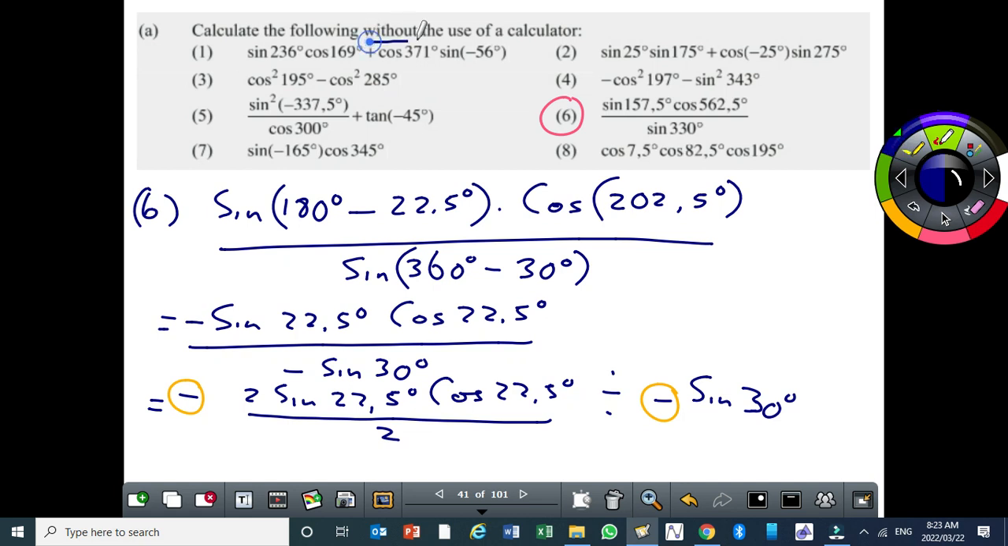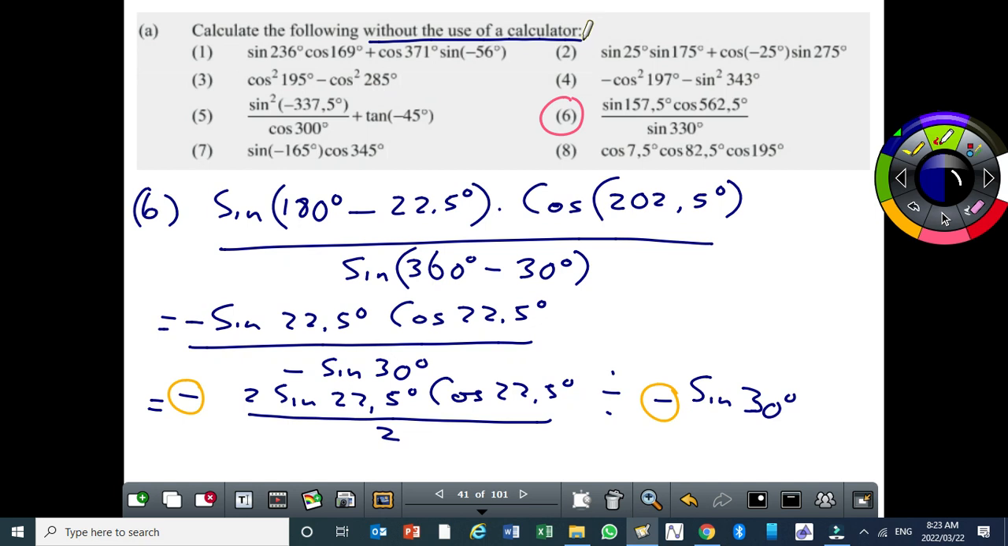Okay? And then, remember, you are not supposed to use a calculator. That's the instruction here. No calculator. So you have to show all your working out if you intend to get full marks. Right? Then from here, I can carry on. Let me carry on the next page.